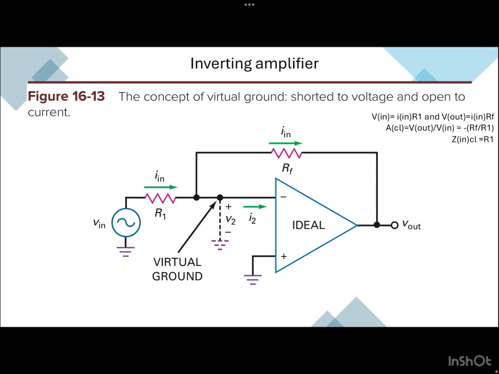Vin equals In multiplied by R1, and Vout equals In multiplied by Rf. And here is the voltage gain in the closed loop: it equals Vout over Vin, which equals minus Rf over Rin.